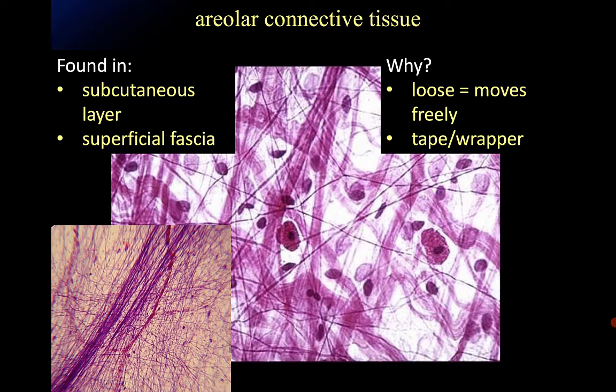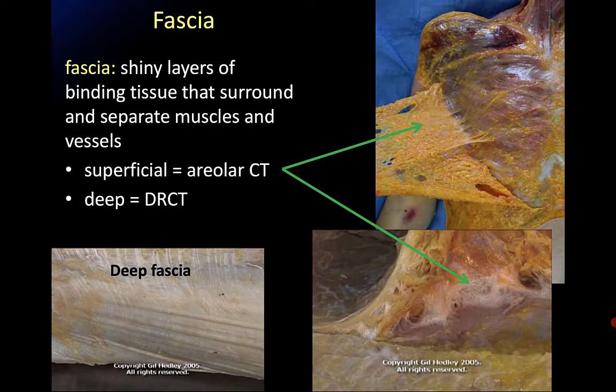So to understand how this subcutaneous layer works, pinch your skin and try to wiggle it around over your muscles. It should wiggle around relatively freely because areolar connective tissue and adipose tissue will be the tissues that fill that subcutaneous layer. So again, the reminder here is it is loose, it moves freely. It can be used as a tape or a wrapper to bind stuff together with good flexibility.